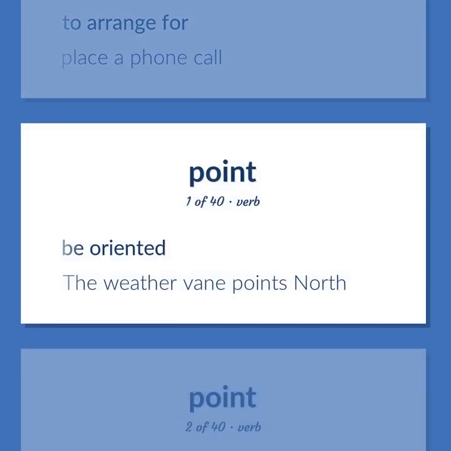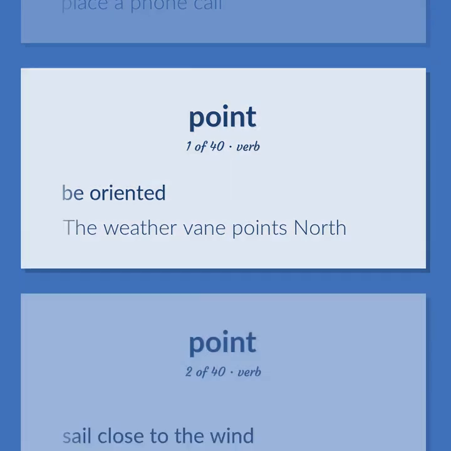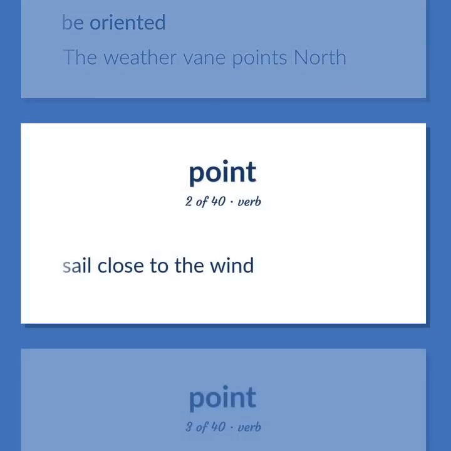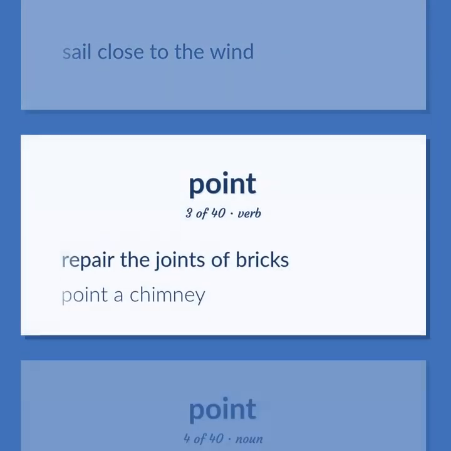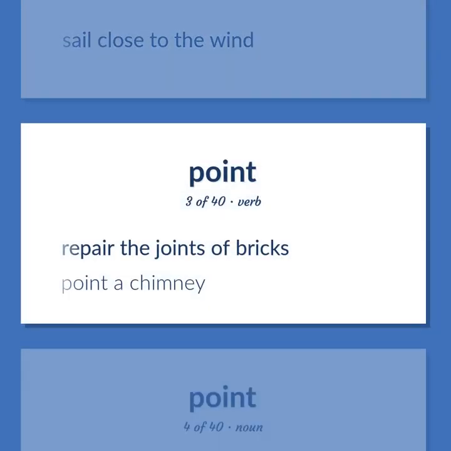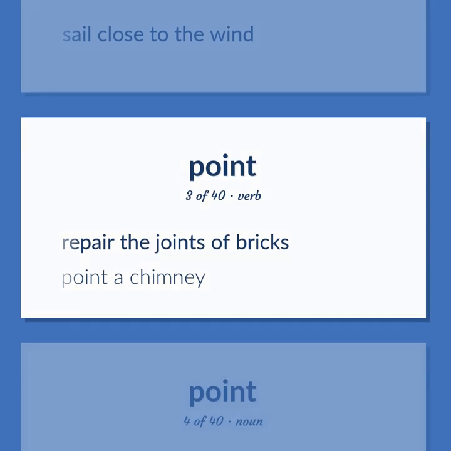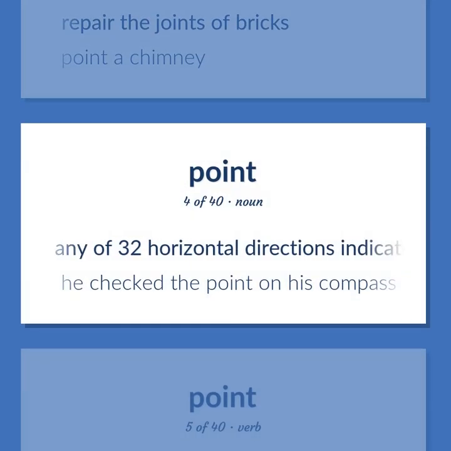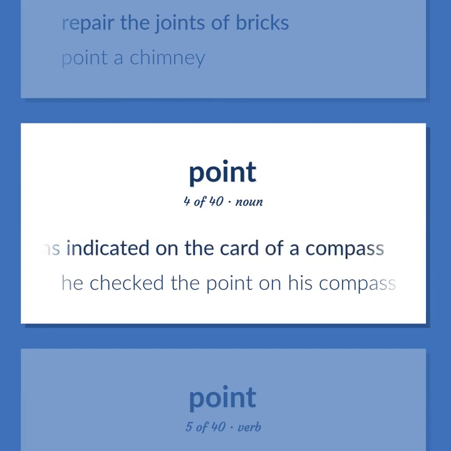Be oriented. The weather vane points north. Sail close to the wind. Repair the joints of bricks. Point a chimney. Any of 32 horizontal directions indicated on the card of a compass. He checked the point on his compass.